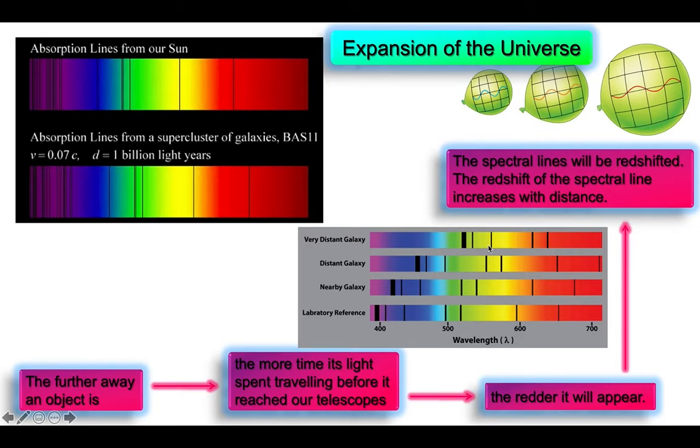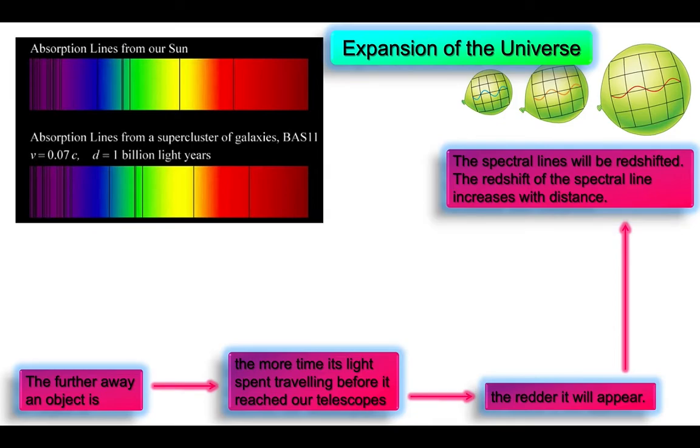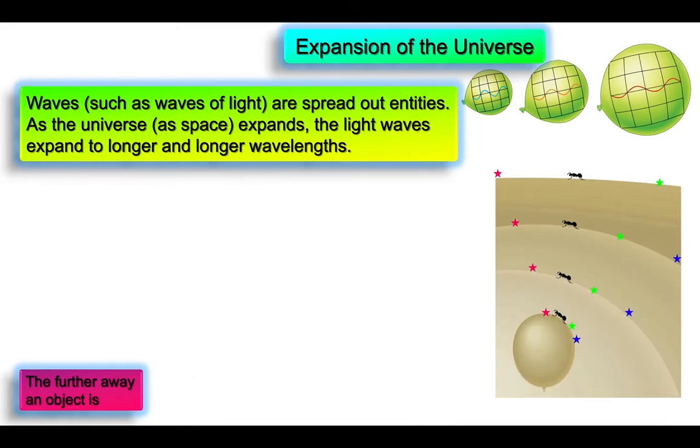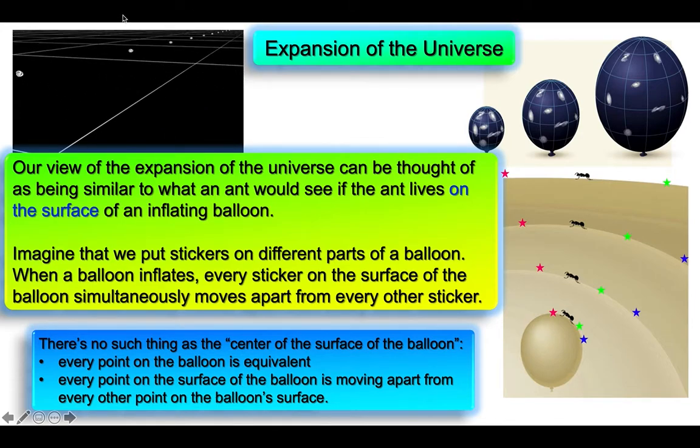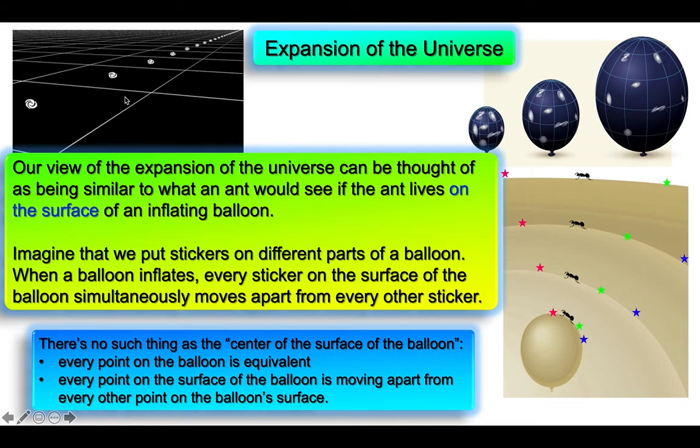And if you notice, this is the color of light emitted from a laboratory reference frame. And as we get further and further away, these lines will just shift closer and closer to the red end of the spectrum. Now, one thing you might be wondering right now, what about this picture? If the universe is expanding, why are we still orbiting the sun? Shouldn't our galaxy be pulled apart?